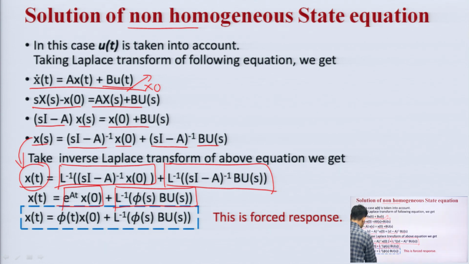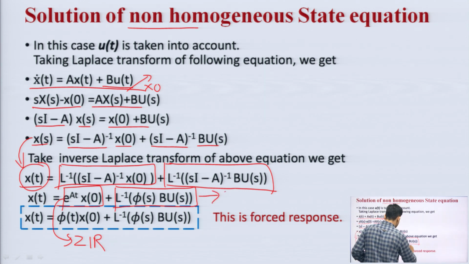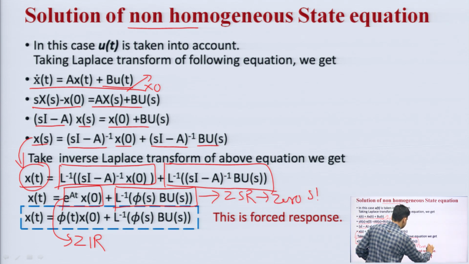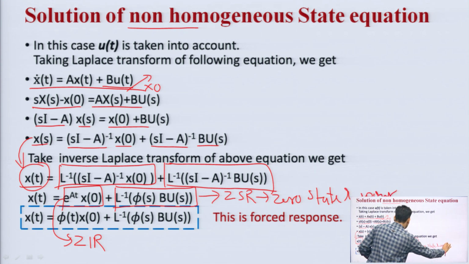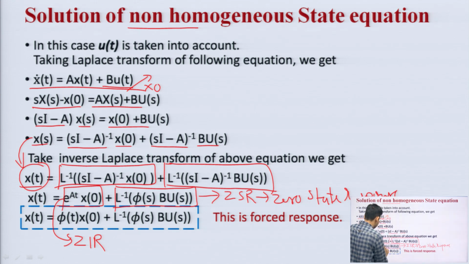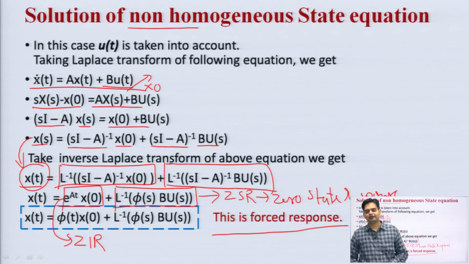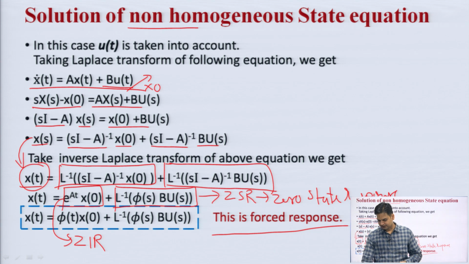So, this first expression will give us the zero input response, and this expression will give us the zero state response. This is the zero state response. And we are also saying this response, phi(s) B U(s), is a forced response, because input is present here and this input is forcing the system to get a certain output. So, that is why we are saying this expression will give us the forced response, right.